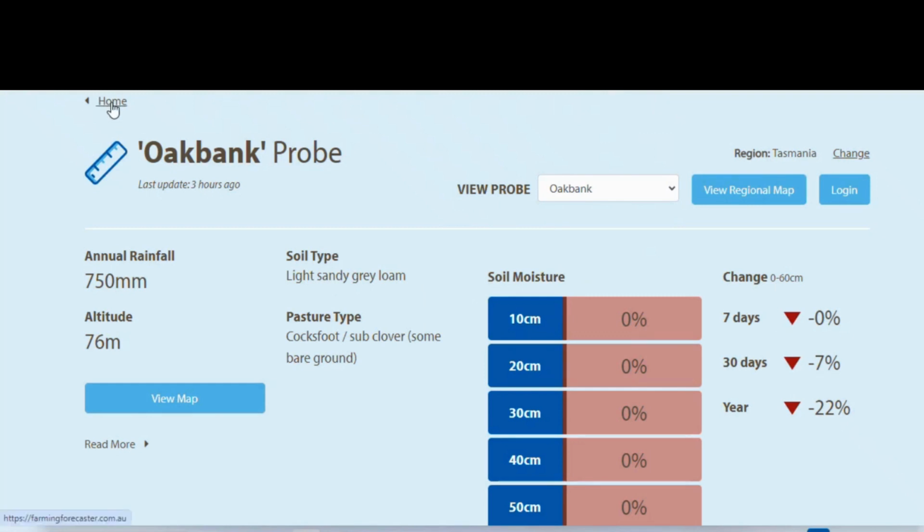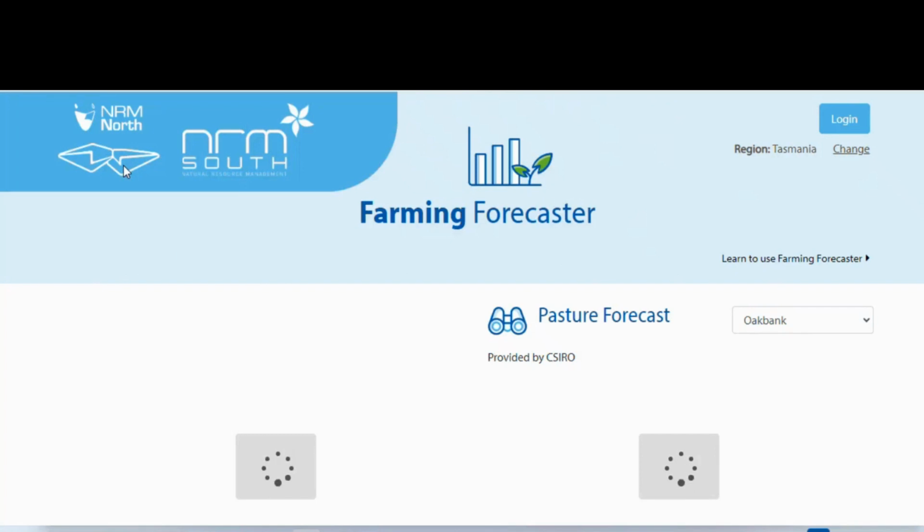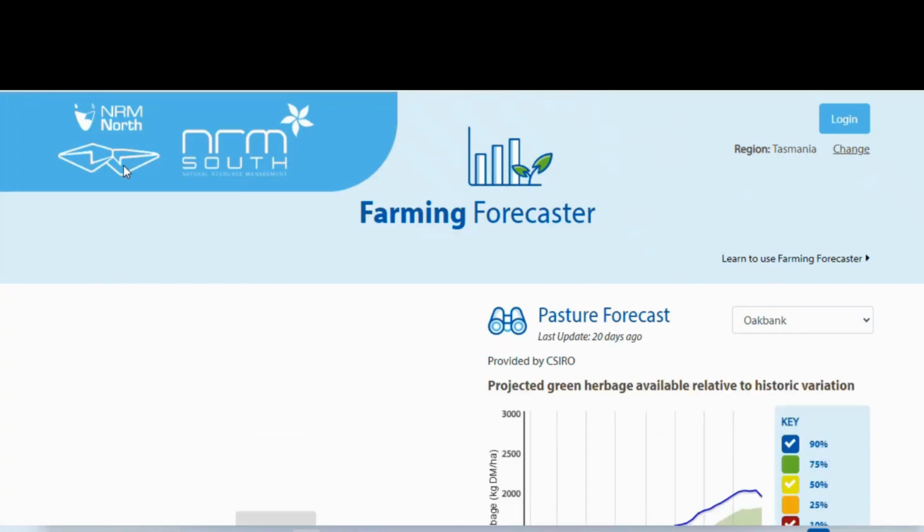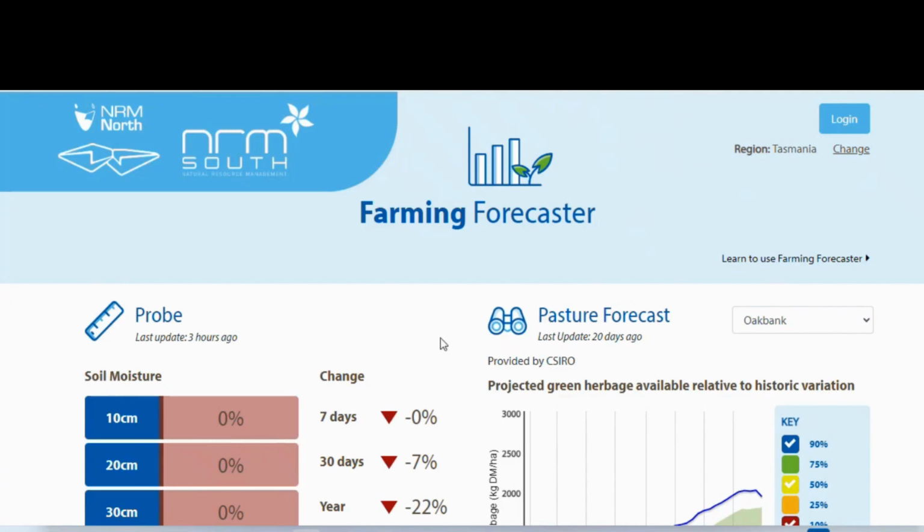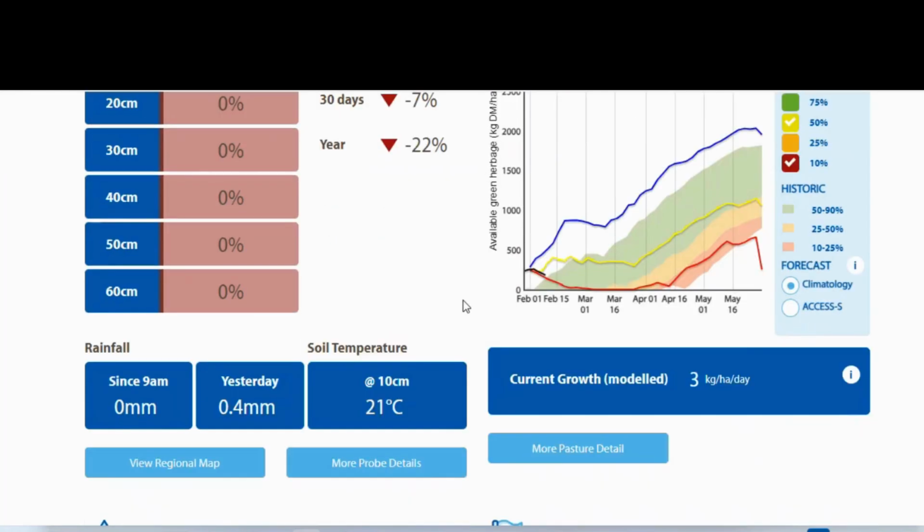Now I want to go back to the home page. So here's the home up in the top left-hand corner. I'll just click on that. Rightio, now we're back on the screen. So we've dealt with, we went to the regional map, and from that regional map, I could go straight into more probe detail. So I won't click on that because that'll just take us back to where we were.